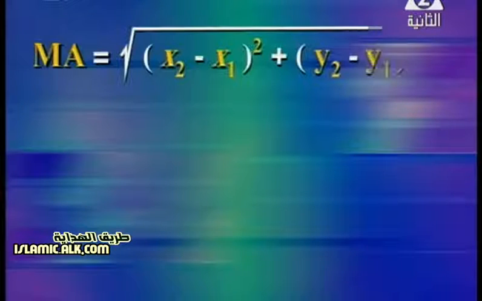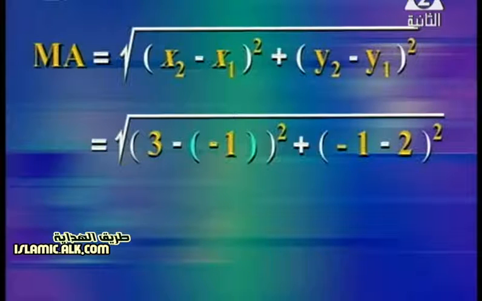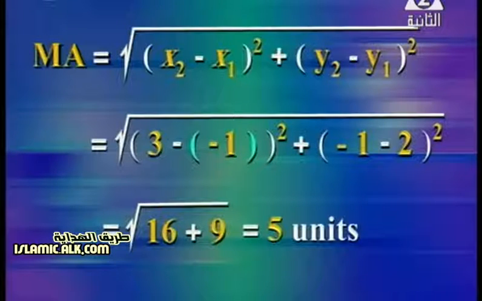It is the square root of (x2 minus x1) all to the power of 2 plus (y2 minus y1) all to the power of 2. So it is the square root of (3 minus negative 1) all to the power of 2 plus (negative 1 minus 2) all to the power of 2, which gives the square root of 16 plus 9, which gives a result of 5 units. So MA equals 5 units.